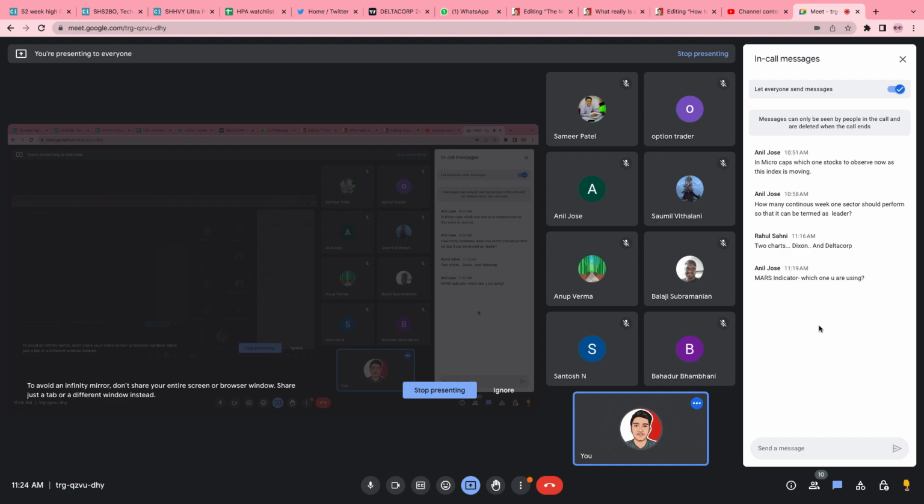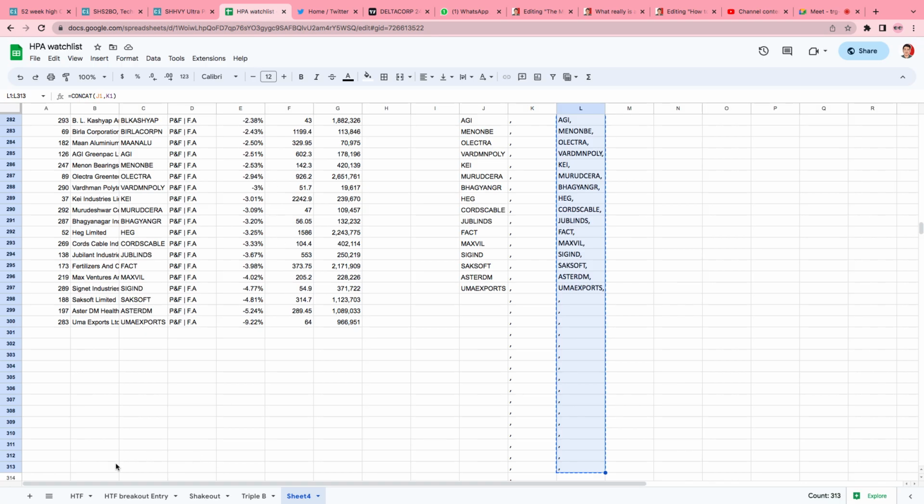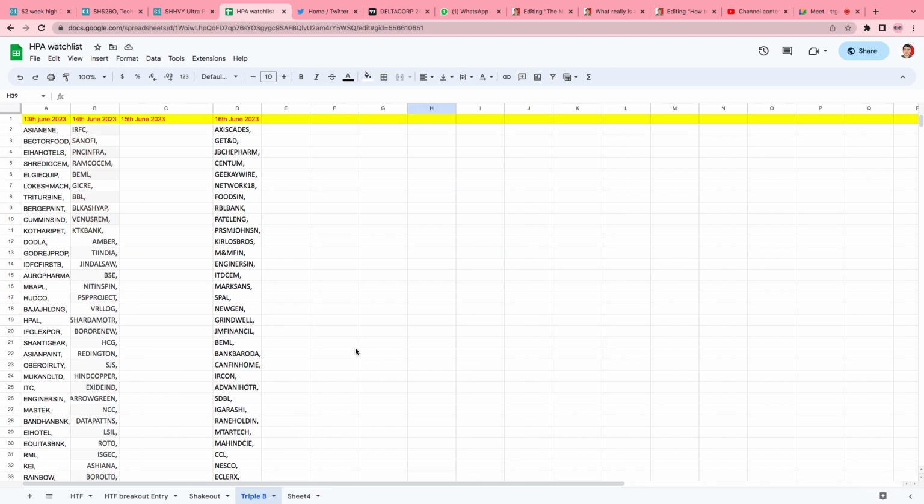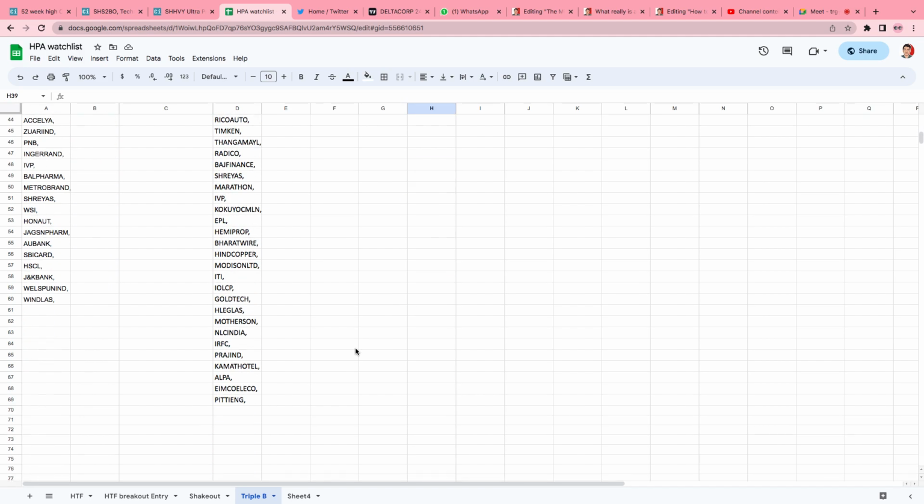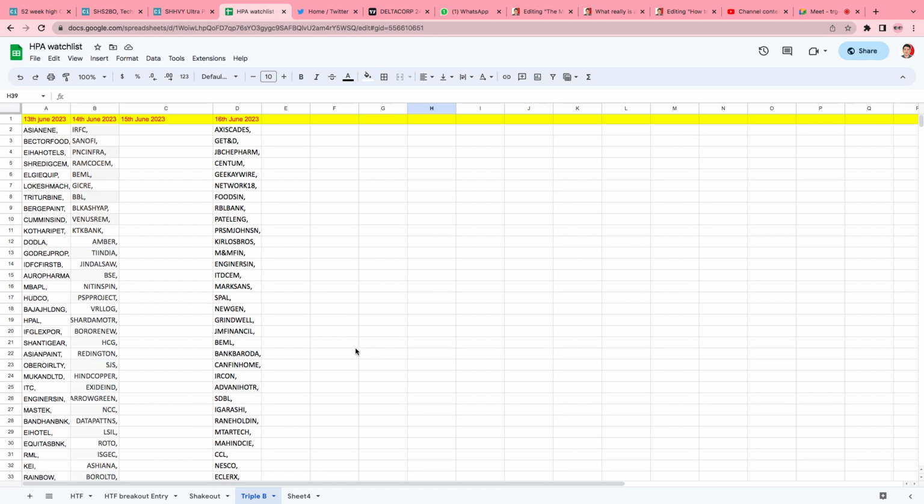Okay, Mars indicator. All right, folks, if we don't have any questions, we'll stop here. But before that, I made something called the HPA watch list for everyone. These names I will be maintaining every day. I'll try to update it by 3:20 or 3:30 before the market closes, but sometimes, if I don't get time, then by the day end I will definitely do it.